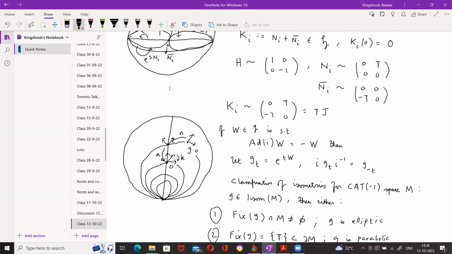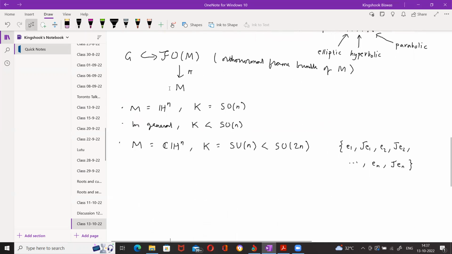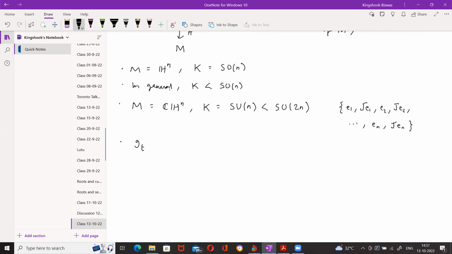Suppose Ad(i) of W is minus W. Then the subgroup g_t equals e to the tW gets conjugated to its inverse. Now, if I want to classify this g_t, then I use the classification of isometries. So I have g_t equal to e to the tW, and i g_t i inverse equal to g_{-t}, because Ad(i) of W is minus W. Then I look at cases.